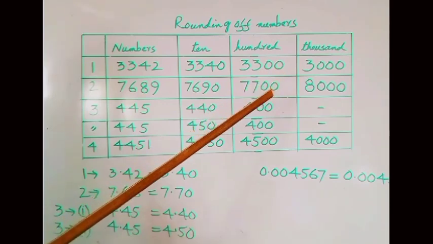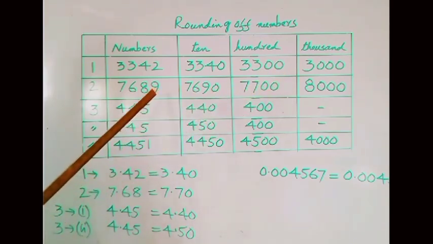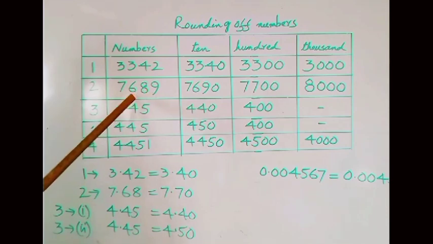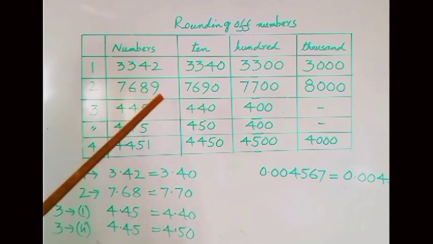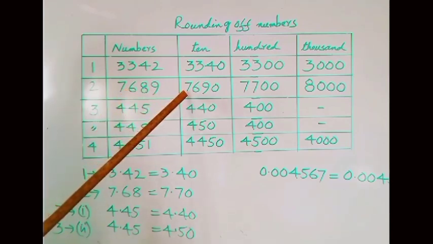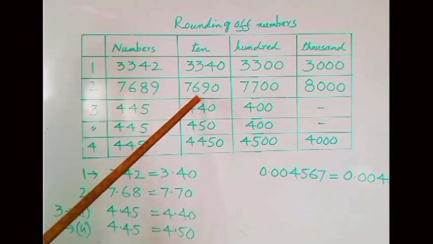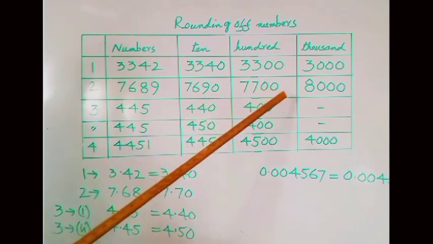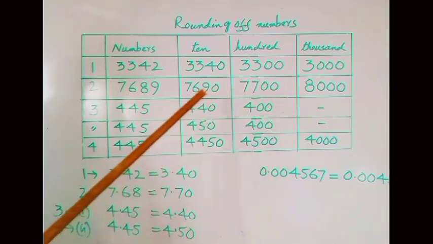Rule number 2. If the digit to be removed is greater than 5, increase the digit to its left by 1. For example, 7689 rounded to the nearest 10, 100 and 1000 is 7690, 7700 and 8000 respectively.